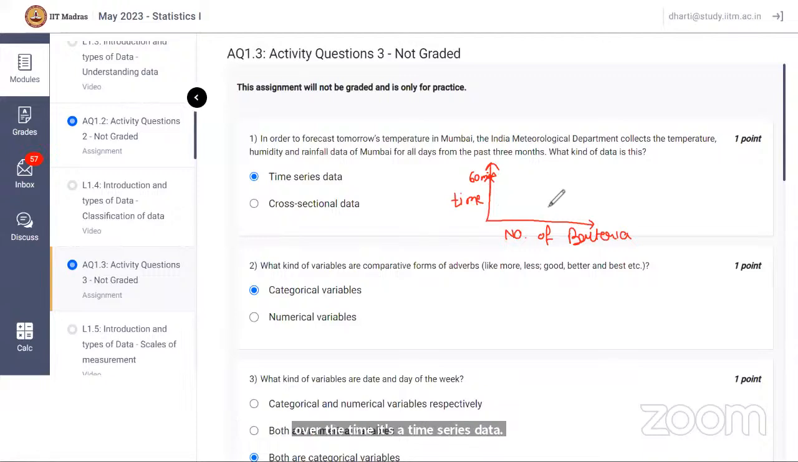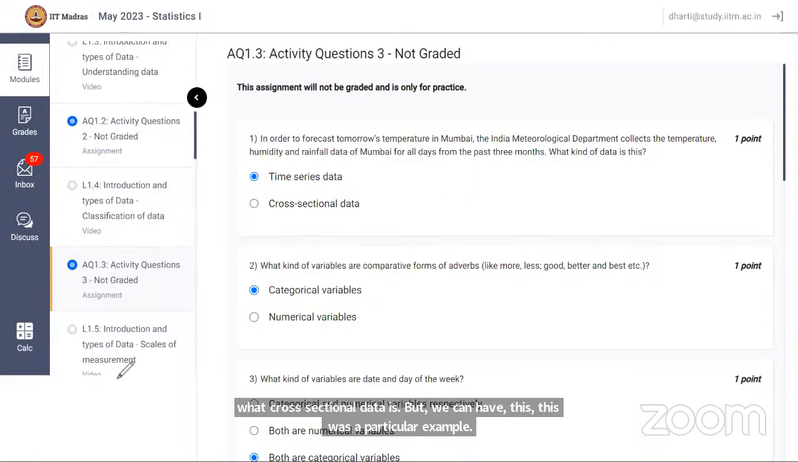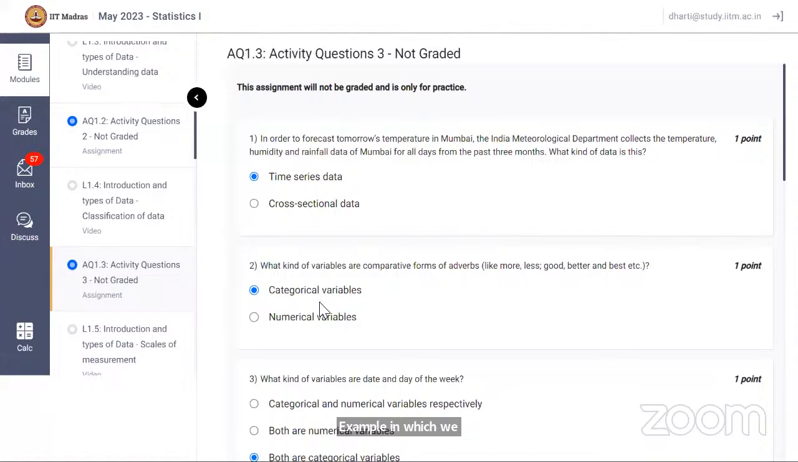But when it asks, what is the number of bacteria at, let's say, after half an hour, like 30 minutes, you will come up with something measured here. So that's what cross-sectional data is. But this was a particular example in which we get only one thing as an output.